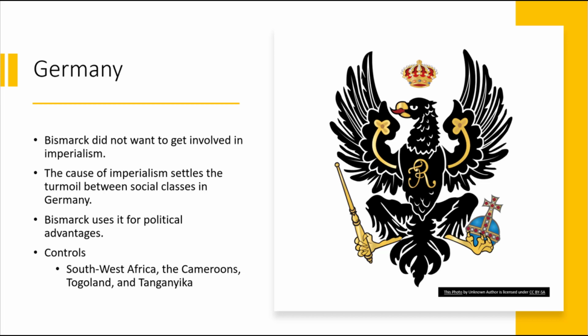As far as what Germany controls, that's going to be Southwest Africa, the Cameroons. I don't even know how to say it. Togoland and Tanganyika. I'm sure I just absolutely butchered that, but I'm sure that's not going to be part of your grade. All right. So let's talk about how it impacts Africa.